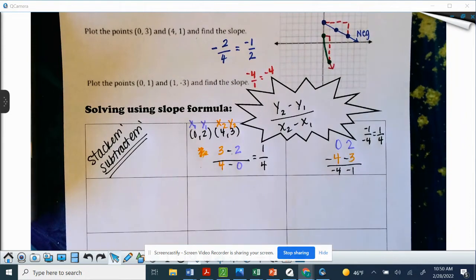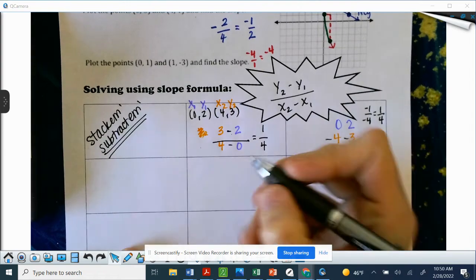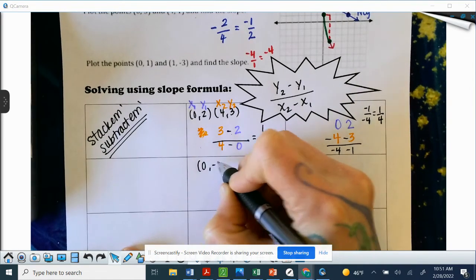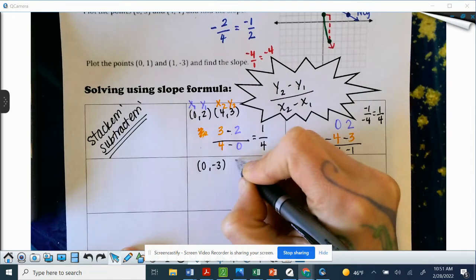So stack them and subtract them helps me just keep the correct order between the 2 coordinates and not mix up x's with y's. So let's do the next one. Let's do (0, -3) and (2, 1).